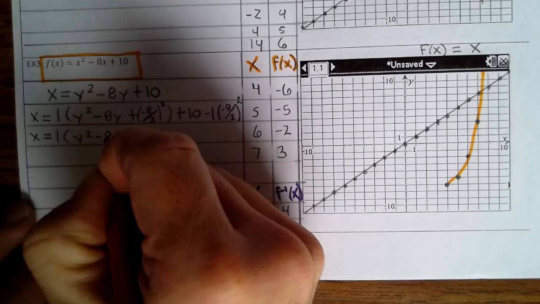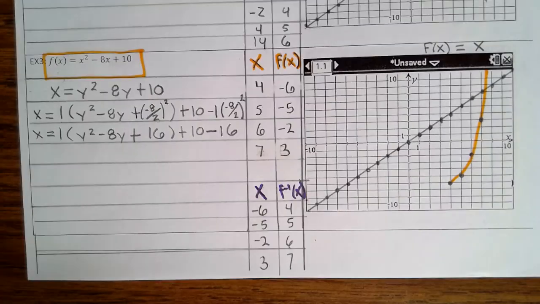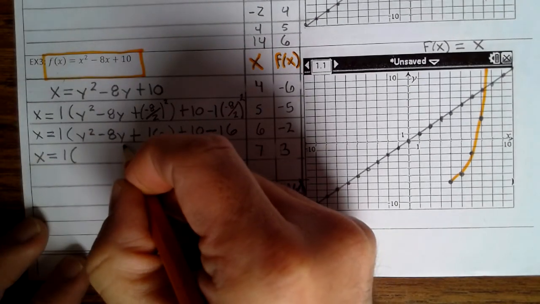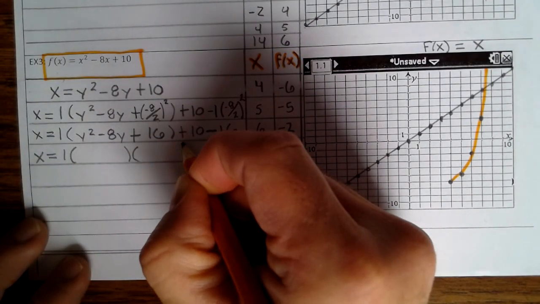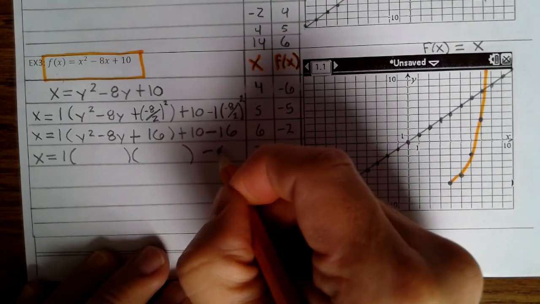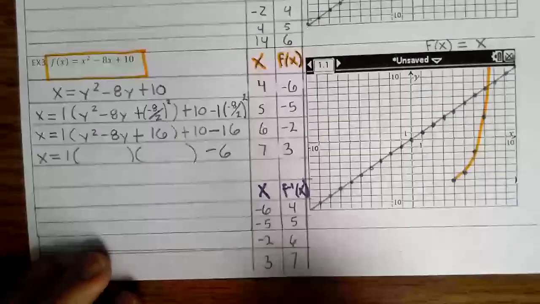Okay, so then that's x equals 1, parentheses, we can go ahead and factor this. Okay, and then that's 10 minus 16 is minus 6. So then that's y, and we know the factors because negative 8 divided by 2 is minus 4. So minus 4, minus 4. Okay, so our next step is we're going to add 6 to both sides. So you get x plus 6 equals 1, and we can write that as y minus 4 squared.